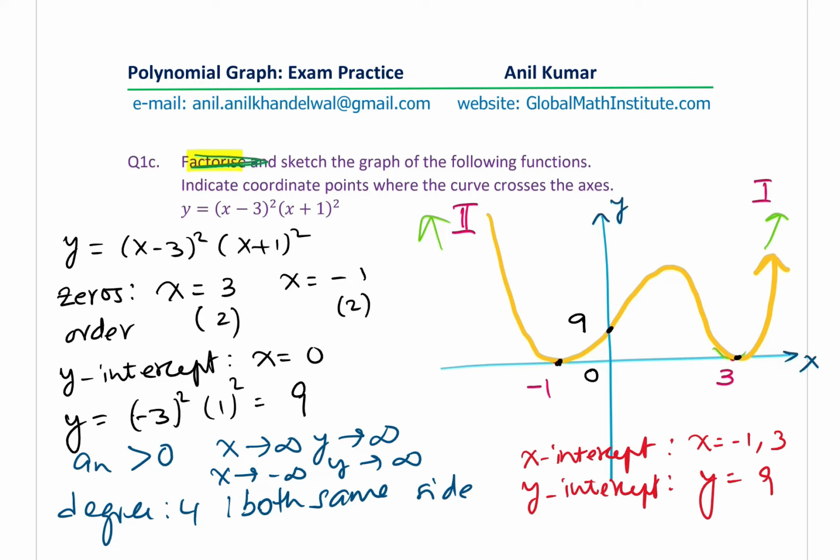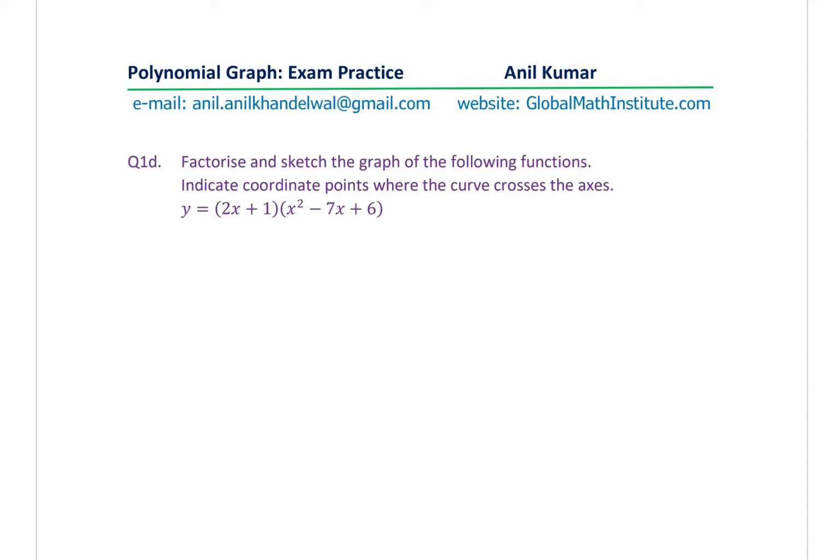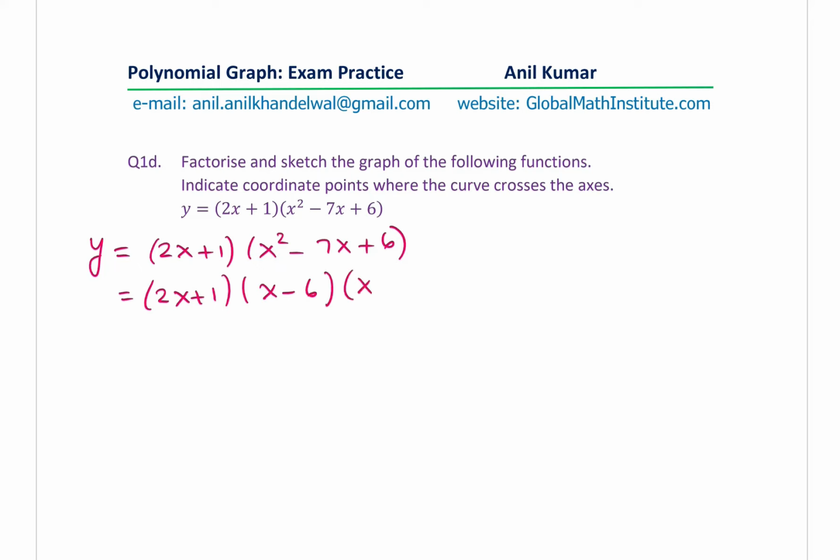Now let's take the second last question, which is: factorize and sketch the graph of the following function. Indicate coordinate points where the curve crosses the axis. We are given the equation as y equals (2x plus 1) times (x squared minus 7x plus 6). So this quadratic expression should be factored, right? So we could write this as 2x plus 1, product of 6, sum of minus 7, so that is (x minus 6) times (x minus 1).